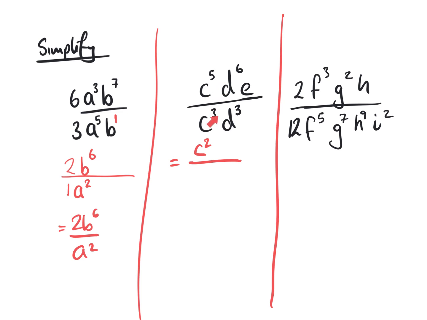For here, d to the 6 over d to the 3, where are there more, top or bottom? There's more at the top.